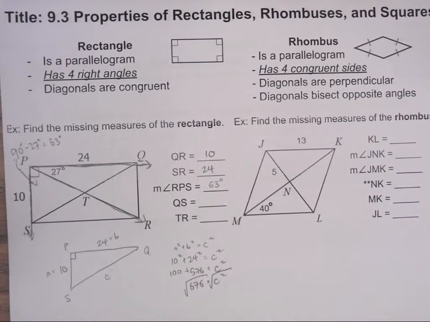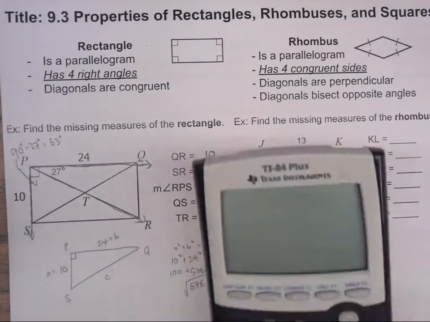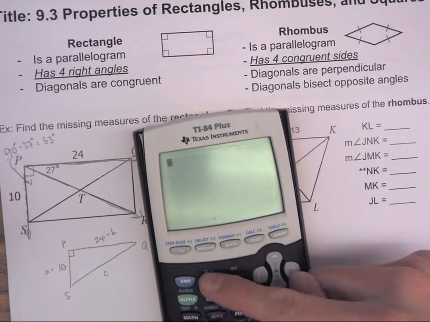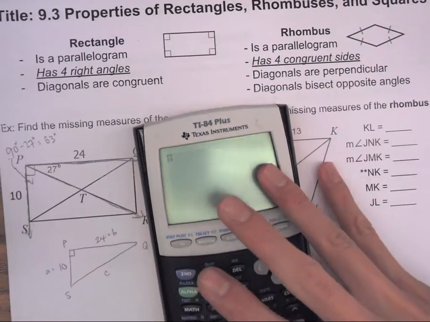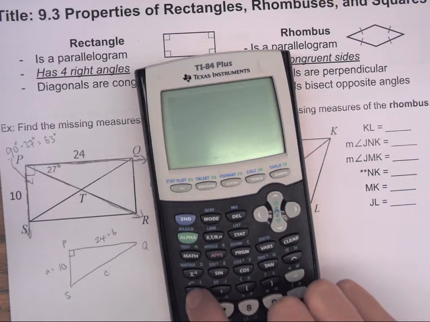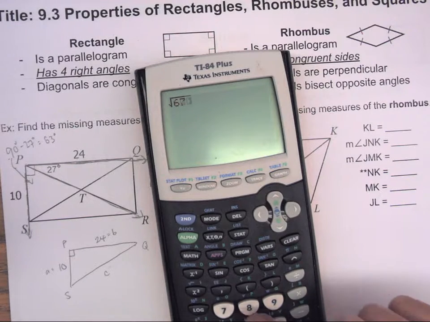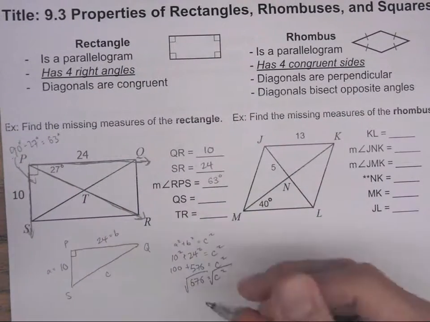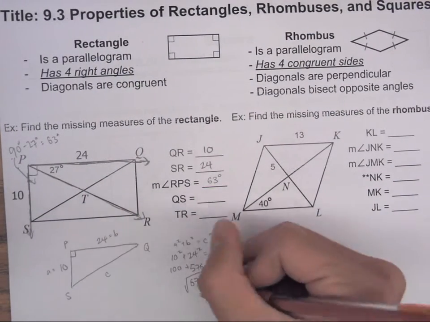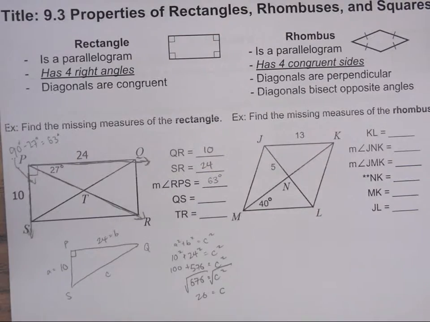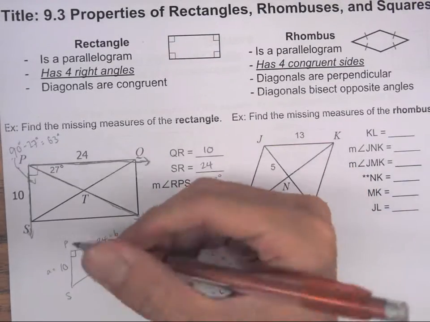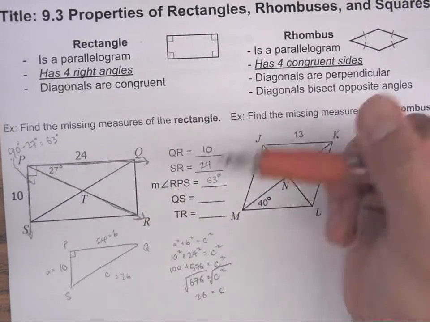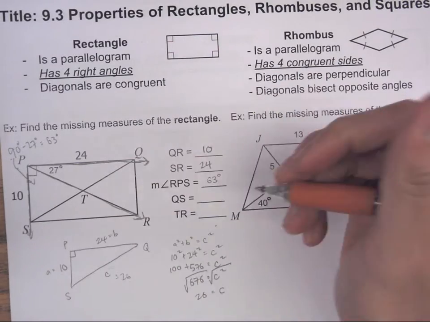Let me show you how to do it on this awesome calculator. You would press second, and then you look for the little square root symbol right there, and then 676. Press the right arrow, exit out. So that means our hypotenuse C is 26. So if C is 26, that means the length of QS is 26.